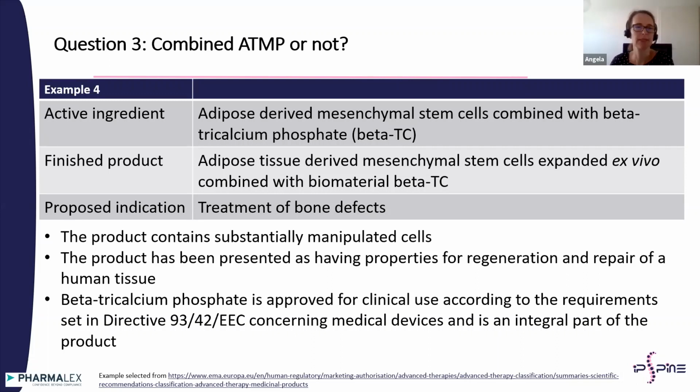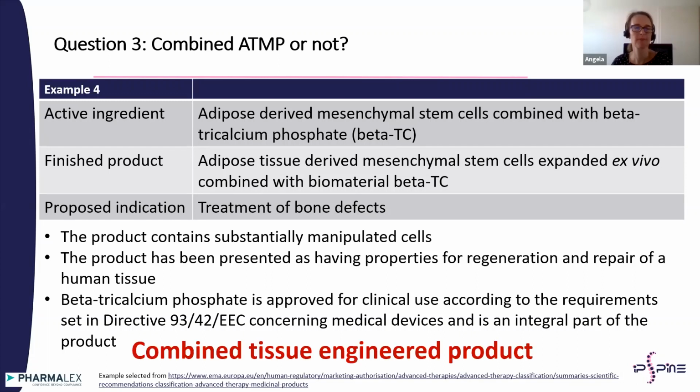And interestingly, this beta-tricalcium phosphate is also approved for clinical use as a medical device already. So the agency concluded that we have a combined tissue-engineered product because the biomaterial is used in the same way as its intended use for a medical device. We don't know what is filed for the medical device, but it likely is also some kind of treatment of bone defects with this wonderful hard material. So if you populate this material with cells in addition, as an additional function, you still have this same primary mode of action for the medical device as you use it alone.